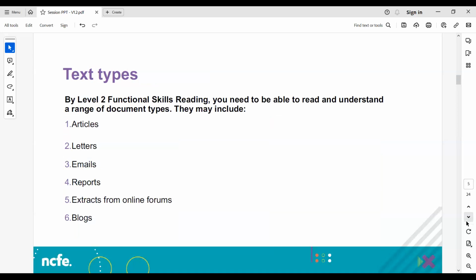So when you are doing your level 2 functional skills reading, you need to be able to read and understand a range of document or text types. The most common ones that are included are articles, letters, emails, reports, and extracts from online forums and blogs. So when you are doing your test and you get the text that the questions will be about, it's likely to be one of these document types.